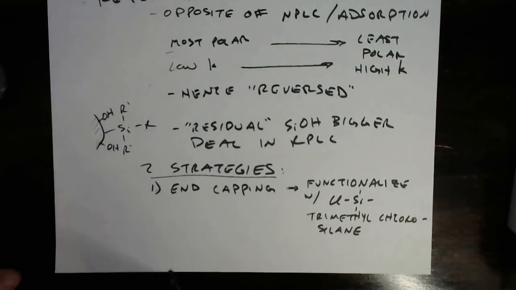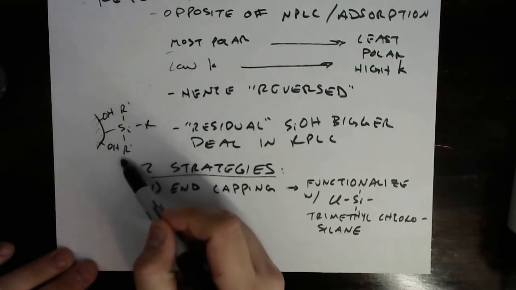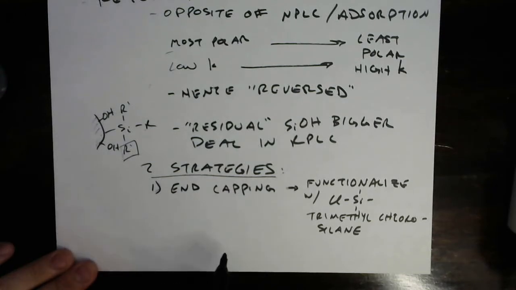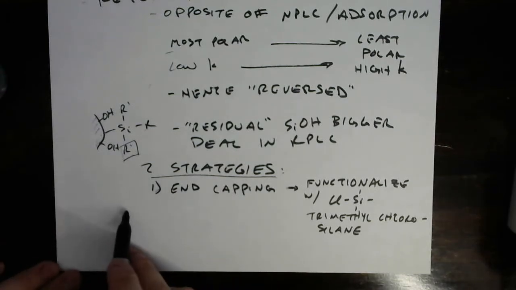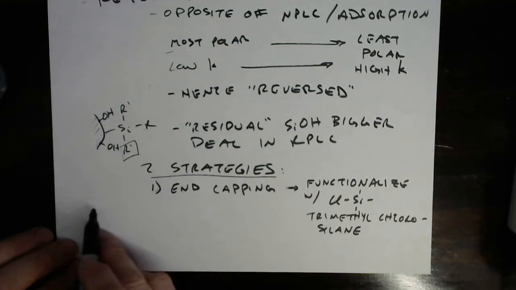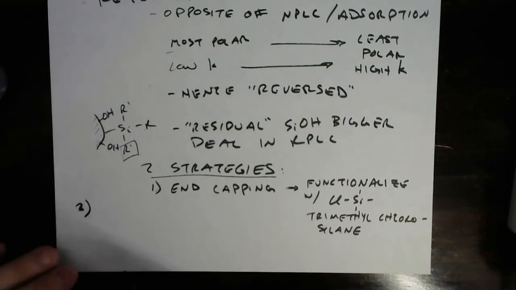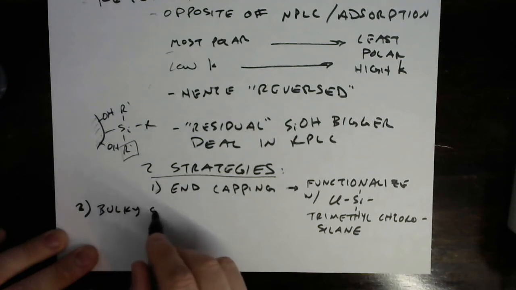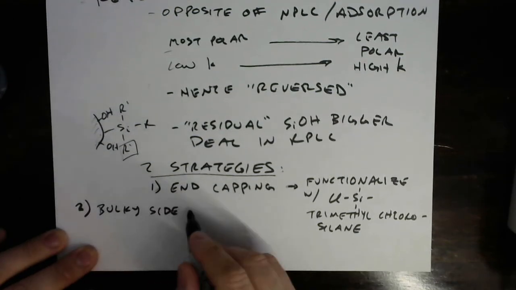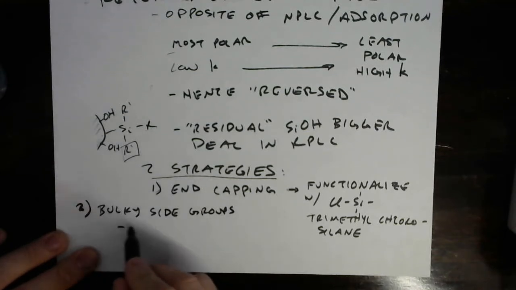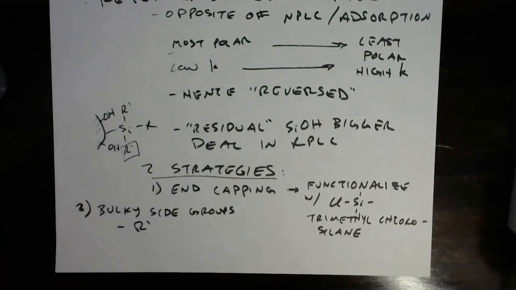There's a second way to do this, and this is the reason why we've been calling these R prime. So the second way to do this, I'm going to try and squeeze in here just because I'm too lazy to grab a new piece of paper. So here's one. Come over here for two. And the concept is to use bulky side groups. By the side groups, I specifically mean the R primes.